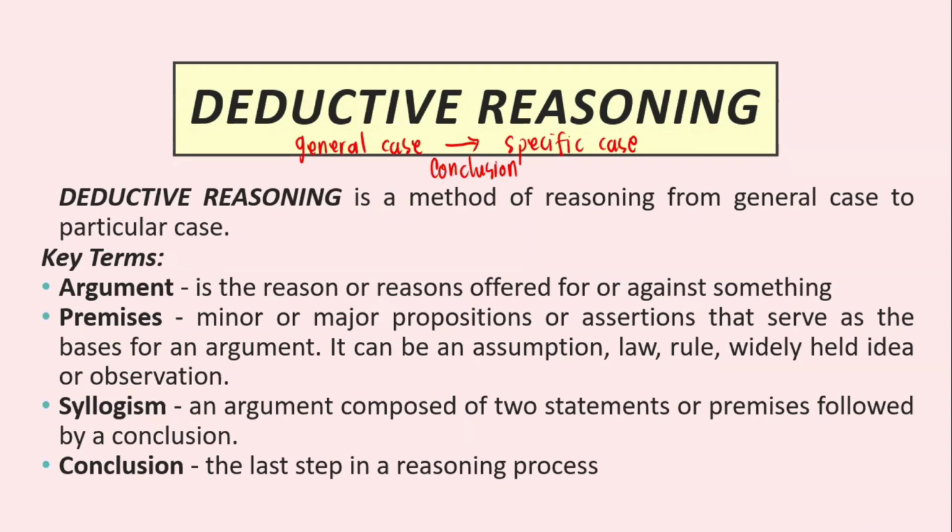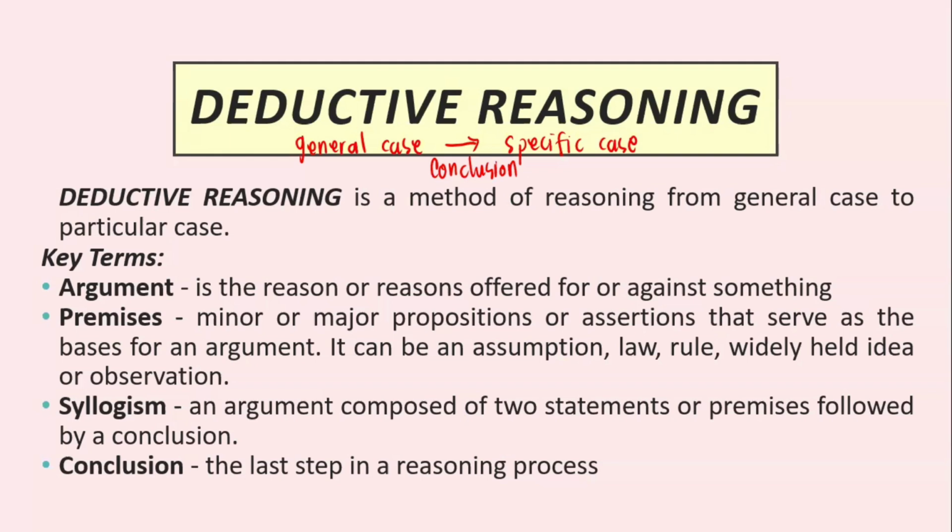So premises can be an assumption, law, rule, or widely held idea or observation. When we say premise, it's a claim that supports the conclusion, or it is the reason for your conclusion. Next, a syllogism is an argument composed of two statements or premises followed by a conclusion. Meaning to say, a syllogism has two given statements or premises and then followed by a conclusion. Later, I'll give you an example of a syllogism.